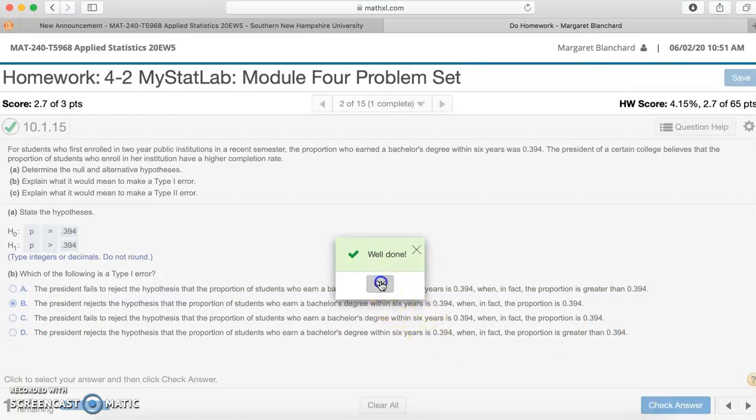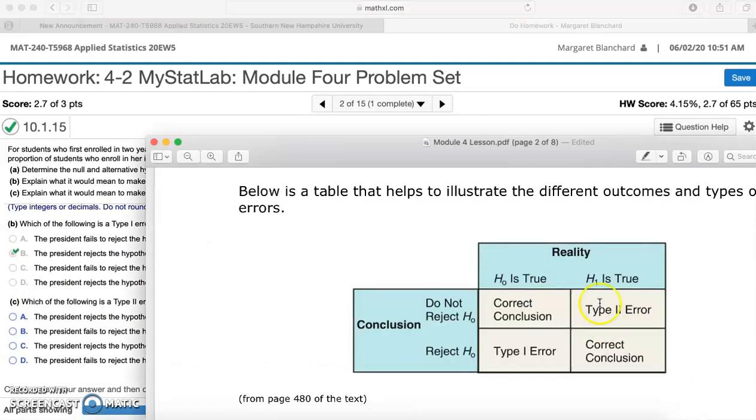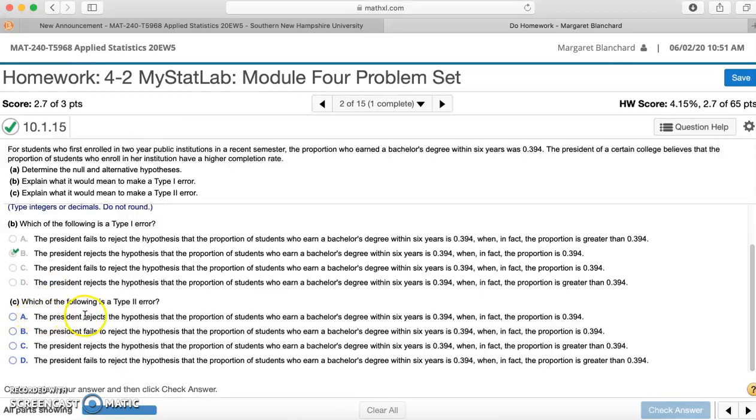All right, well done. So part C, which of the following is a type 2 error? Type 2 is that we do not reject the null hypothesis, but that the alternative is true. So here we have the president rejects, fails to reject, and fails to reject. So again, we're looking at B or C. So let's read the whole sentence. The president fails to reject the hypothesis that the proportion of students who earn a bachelor's degree within 6 years is 0.394, when in fact the proportion is.